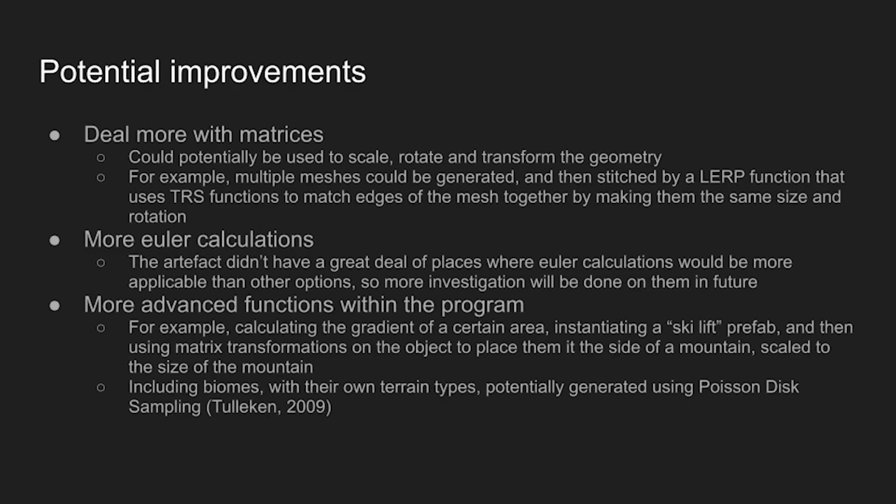A more advanced function within the program that I could have implemented would be, say, calculating the gradient of some part of the ground, and then using a matrix transformation on a ski lift prefab to see if I could place it on the side of a mountain with a steep gradient. I could also include some kind of a biome system where each has their own type of terrain, and also generate shrubbery or trees using Poisson disk sampling, which is another type of pseudo-random noise generation.